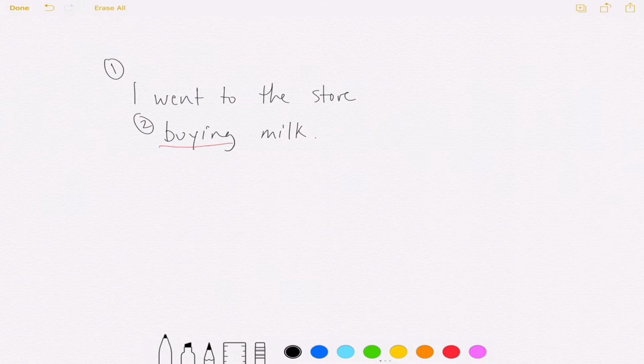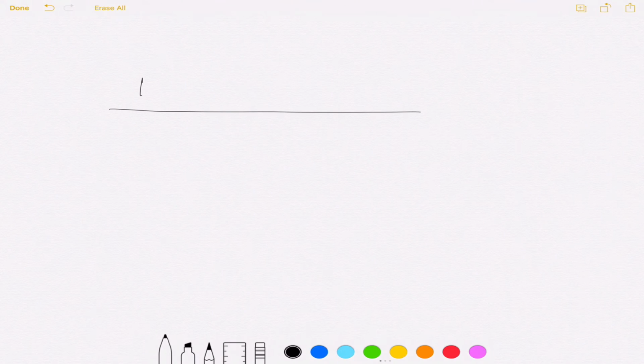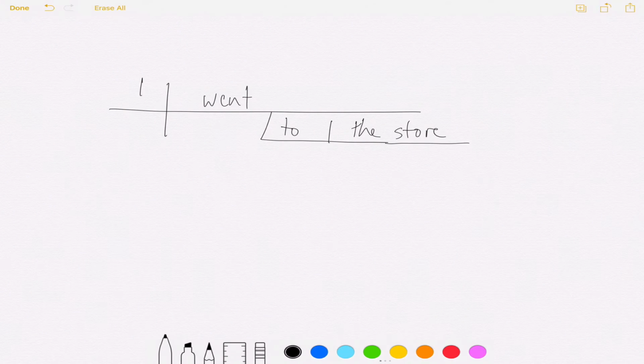Well, let me do the same thing I did before. Now, the difference is that we can't diagram a dependent clause with a participle using the right slanted terrace. That's only for a subordinating conjunction. So here I'm going to use a vertical terrace, and then my participle phrase will go down here.